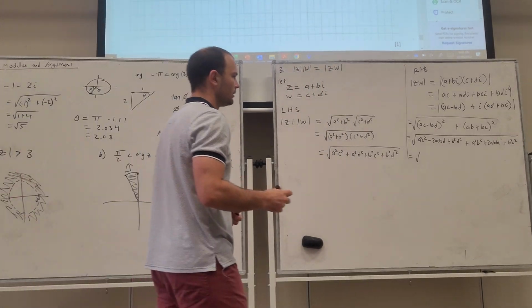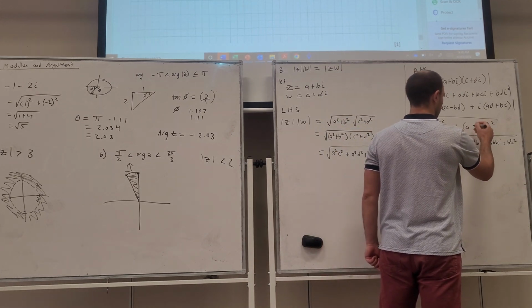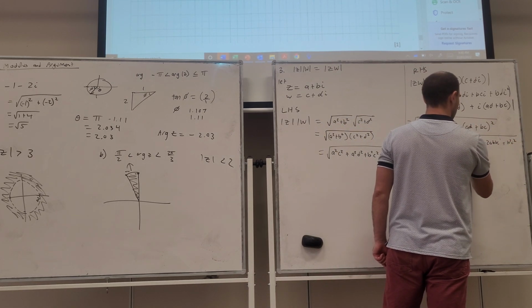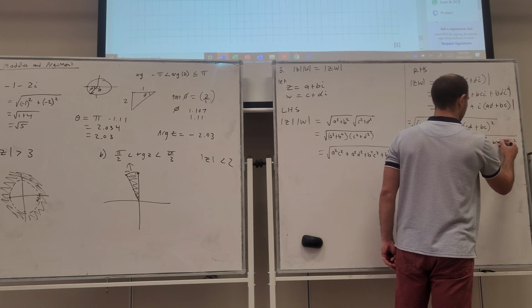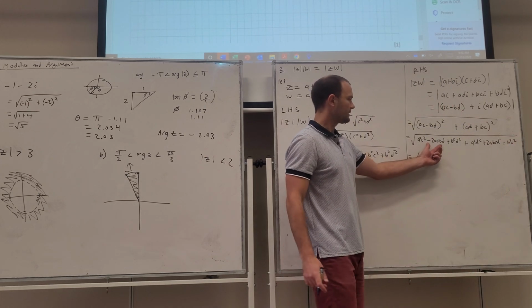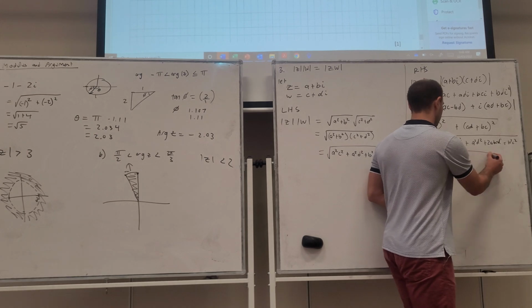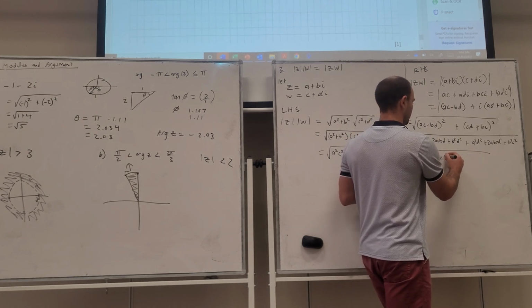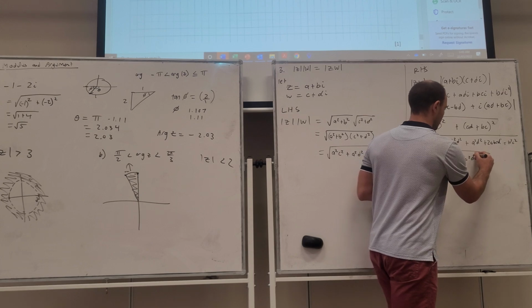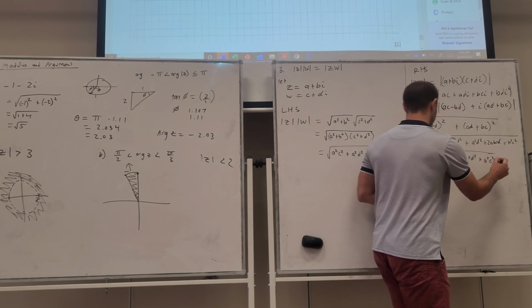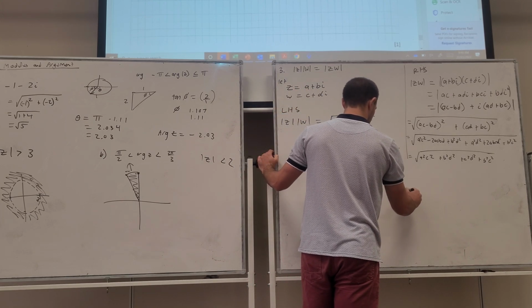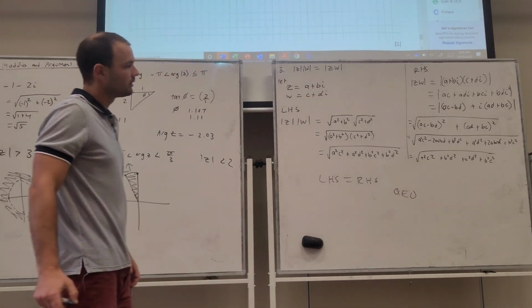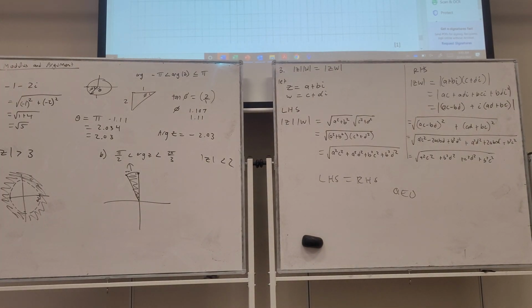Should it be ad plus bc? That one. Good. So now these two are going to cancel, and we're left with a squared c squared, b squared d squared, a squared d squared, and b squared c squared. Good.